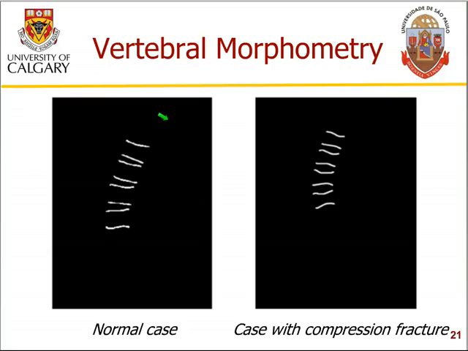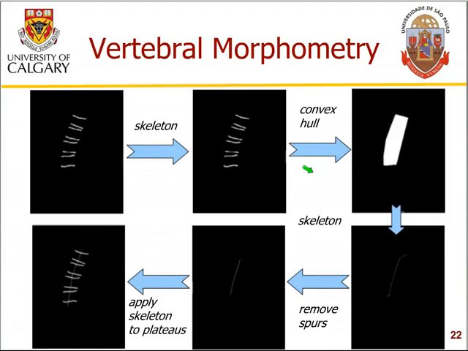So once the vertebral plateaus are detected, the next step is morphometry, which is to make measurements of shape for the detection and analysis of compression fracture. So here, on the left-hand side, is an example of a normal case. These are manually labeled vertebral plateaus, where you see the thickness is fairly uniform for each vertebral body, such as there, here, here, and here. In the case on the right-hand side, you see that the thickness varies within each vertebra, and this is a case with compression fracture.